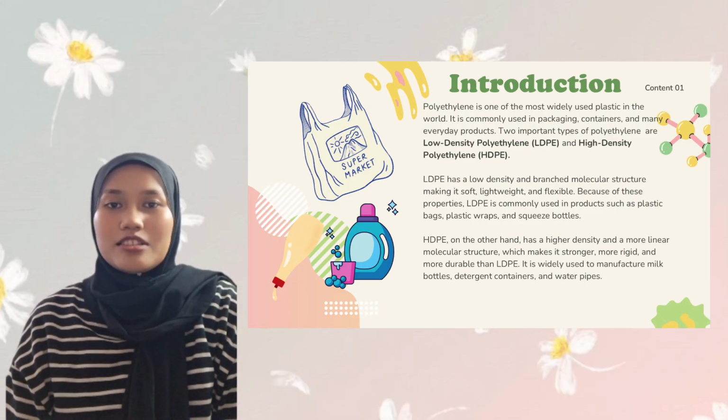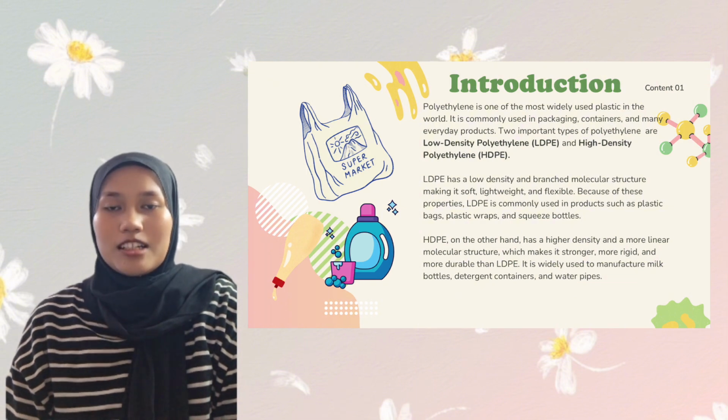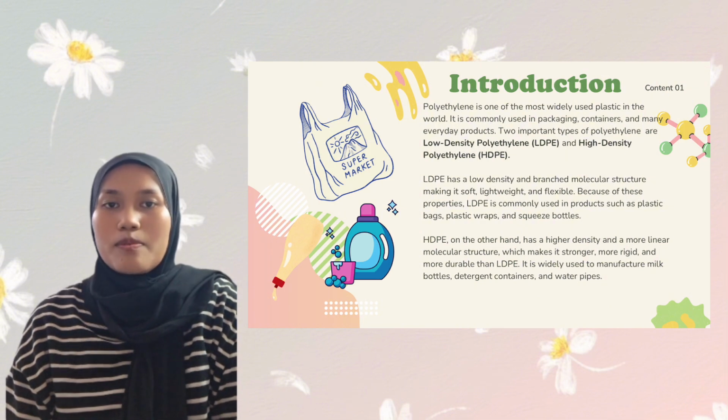Firstly, LDPE stands for low density polyethylene. It is soft, lightweight, and flexible, which is why it is commonly used to make plastic bags, plastic wrap, and squeeze bottles. On the other hand, HDPE stands for high density polyethylene, which is harder, stronger, and more durable, which is why it is commonly used to make water pipes, detergent bottles, and milk bottles.